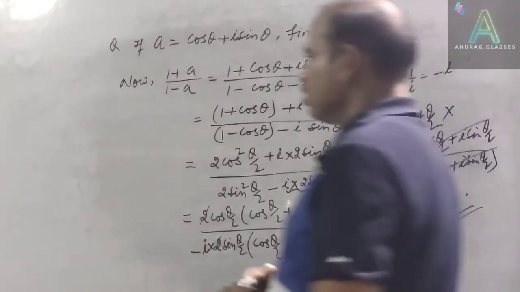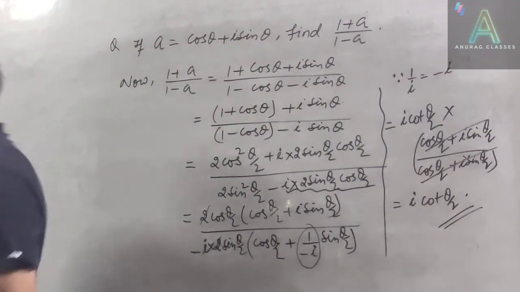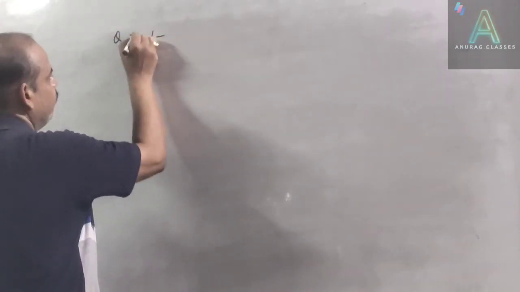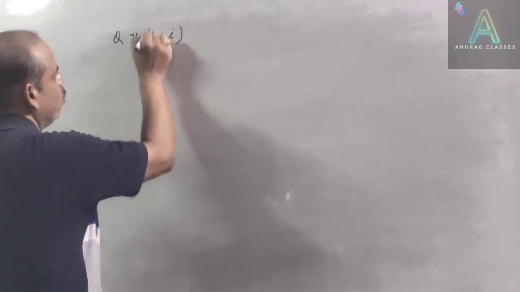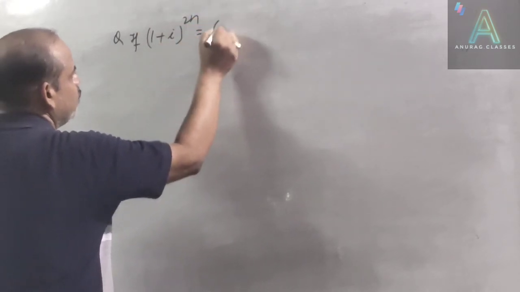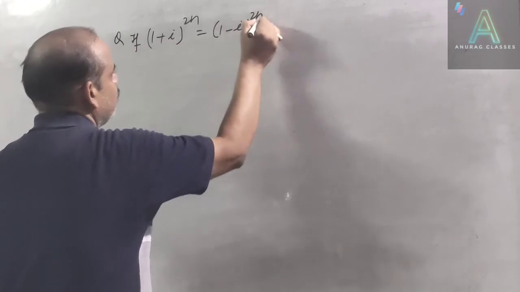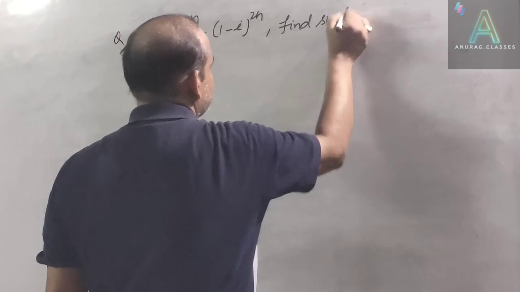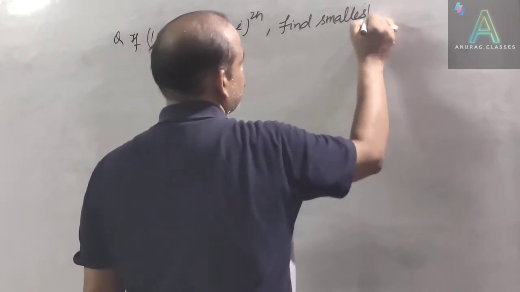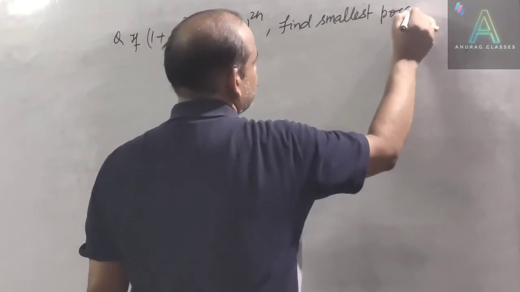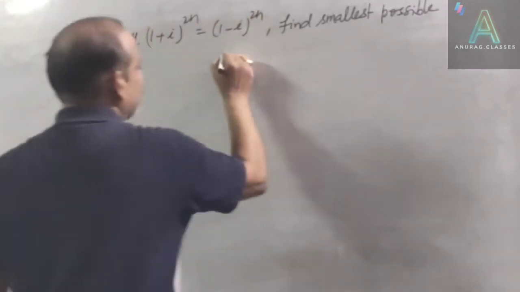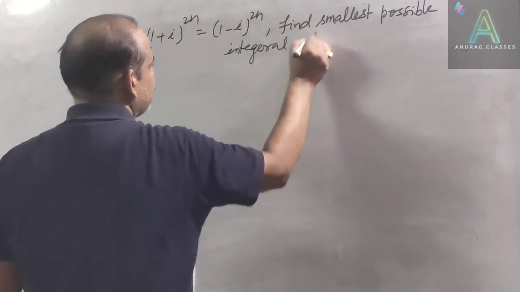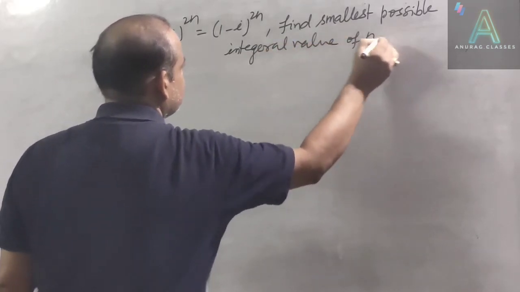Okay, so let us move towards the next question. The next question, students: if 1 plus iota whole to the power 2n is equal to 1 minus iota whole to the power 2n, find the smallest possible integral value of n. This is the question.